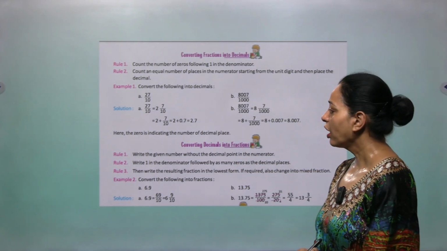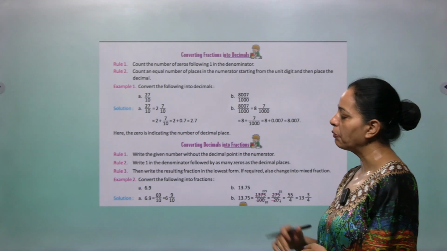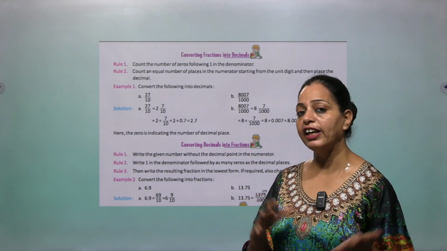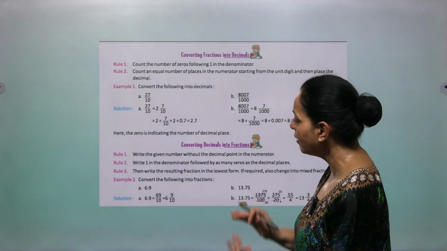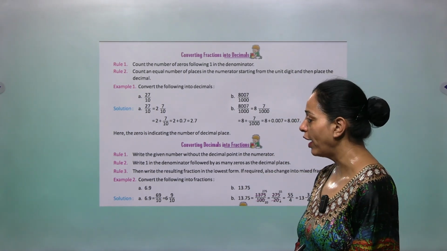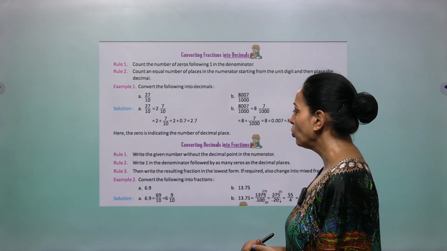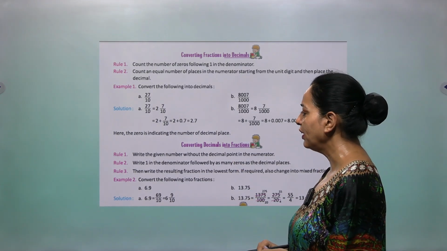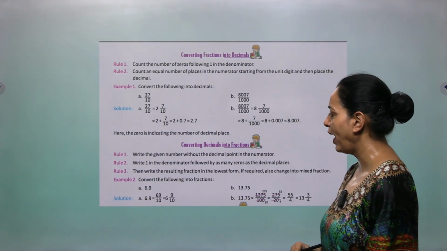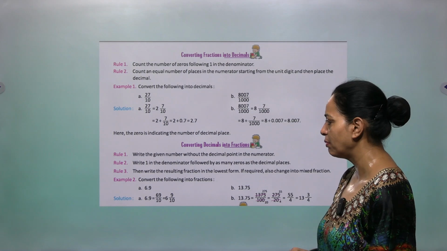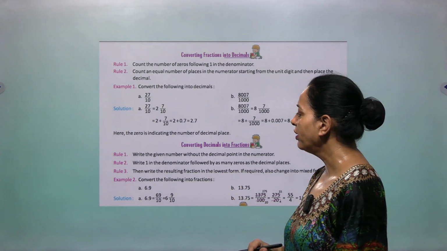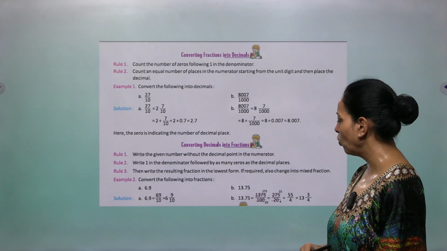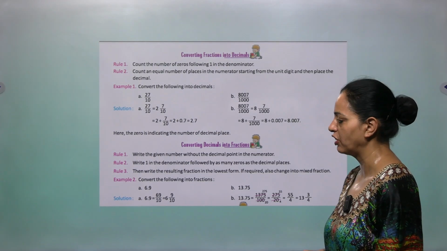So now converting decimal into fraction. अभी हमने fraction को convert किया decimal में, अब हम decimal को convert करेंगे fraction में. It's also very easy. See how? Rule 1, write the given number without the decimal point in the numerator. Rule 2, write 1 in the denominator followed by as many zeros as the decimal places. And rule 3, then write the resulting fraction in the lowest form. If required, also change into mixed fraction.